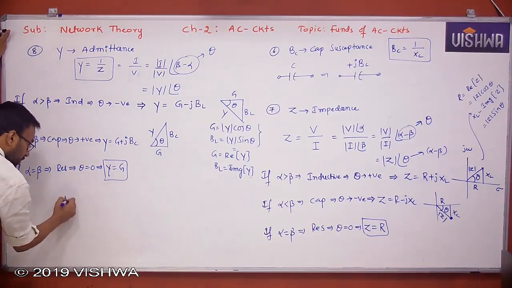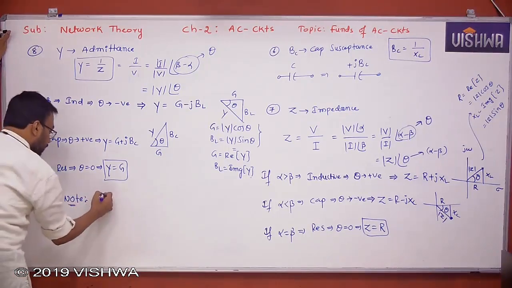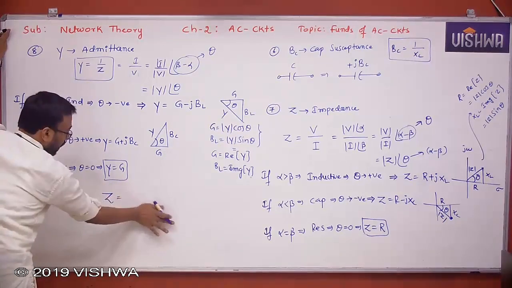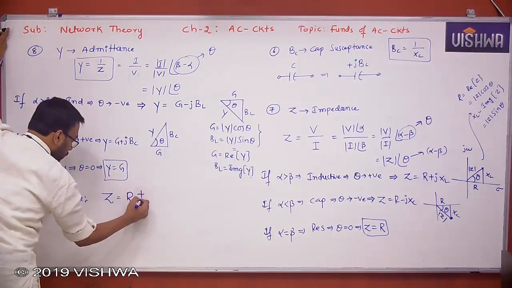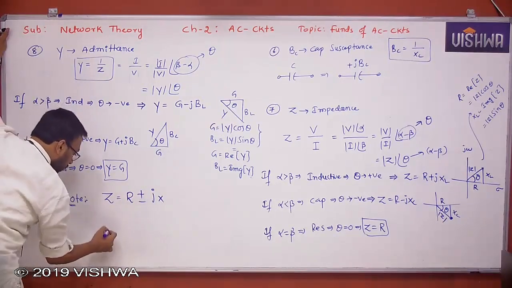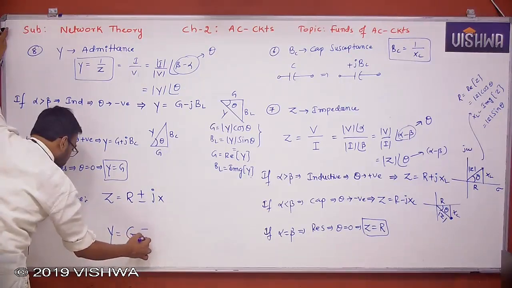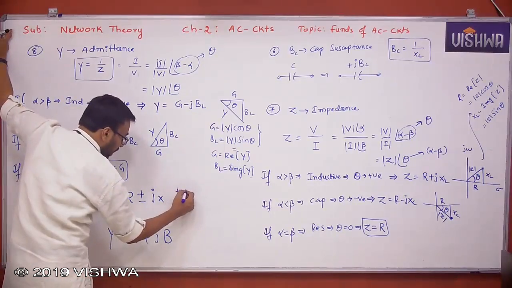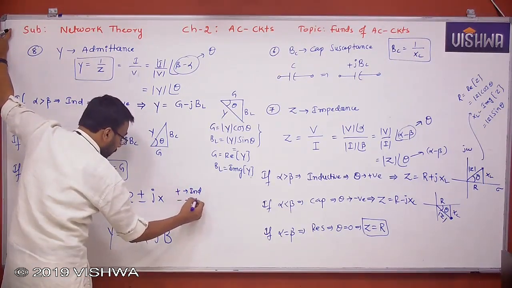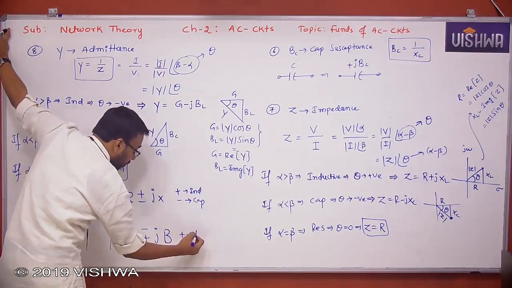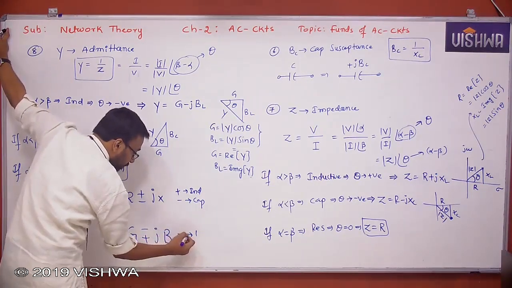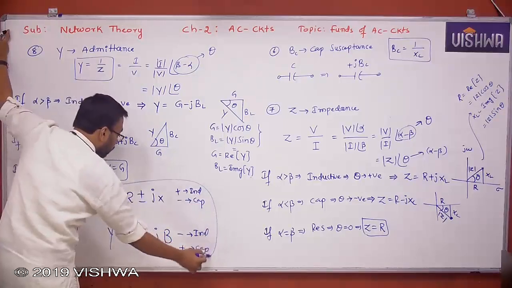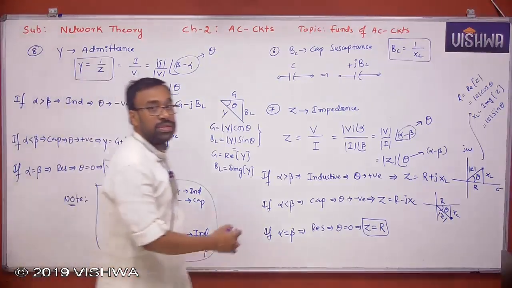Now it's very easy to understand from these two. We can generalize. If Z is equal to R plus or minus jX, Y is equal to G minus or plus jB. Here positive is for inductive, negative is for capacitive. Whereas here negative is for inductive, positive is for capacitive. Yes or no? It's a very, very important observation. Okay. So please note down.